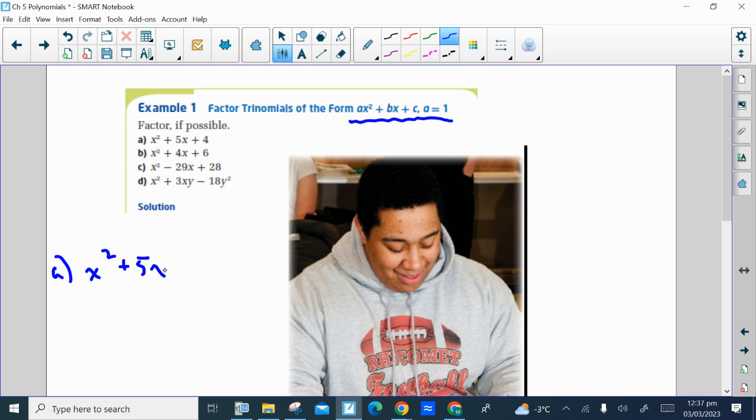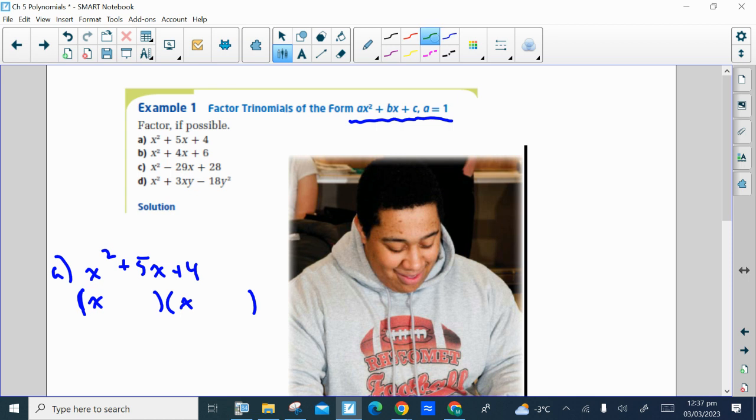x squared plus 5x plus 4. First thing you always look for is a common factor, and there is none. So if factors do exist, they will be binomial factors. The front terms have to multiply together to get this x squared. And because of that, you'll need an x in each bracket. You cannot put an x squared in the first bracket and a 1 in the second. It won't work. You won't get the original trinomial when you multiply those out.